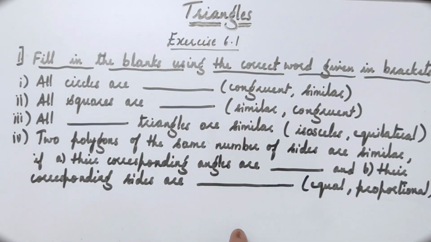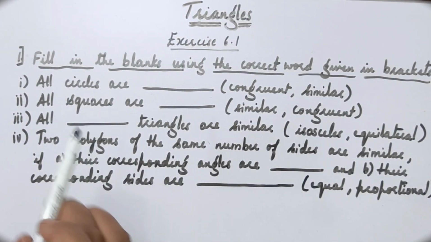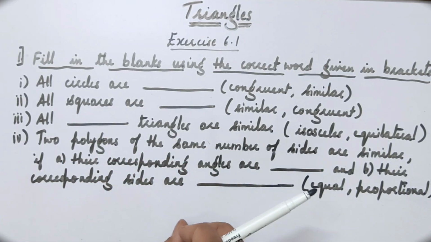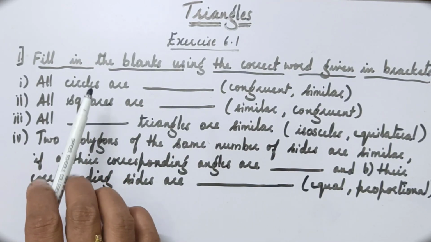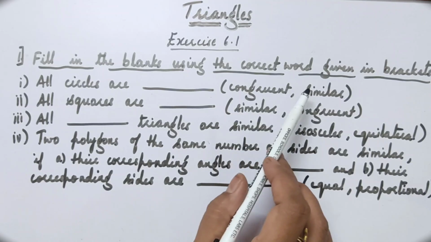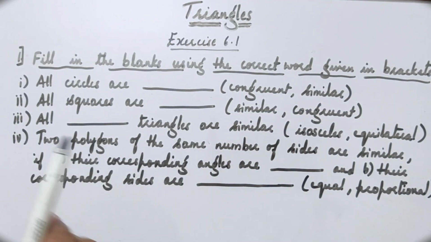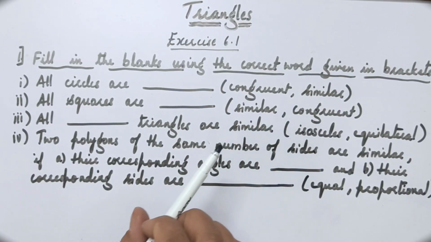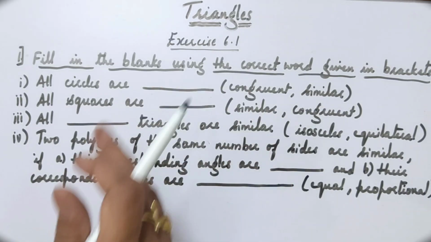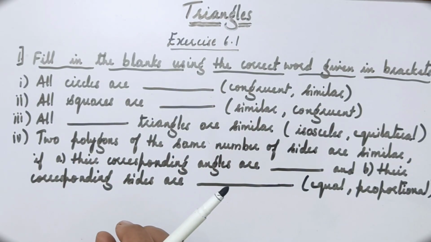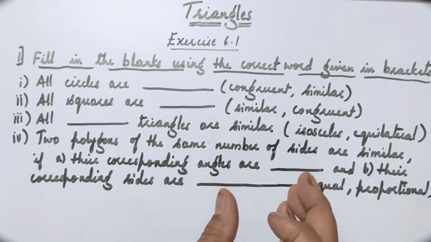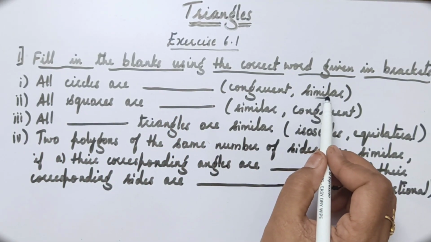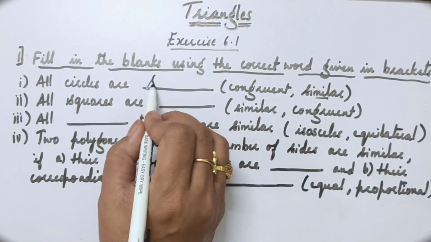Come on, let's solve the exercise here. We have got a list of questions. We need to fill in these blanks with the correct word given in the brackets. All circles are dash: whether it is congruent or similar. As I have given in the introduction, we have circles of different radii. Those circles are called similar. I can write here similar.